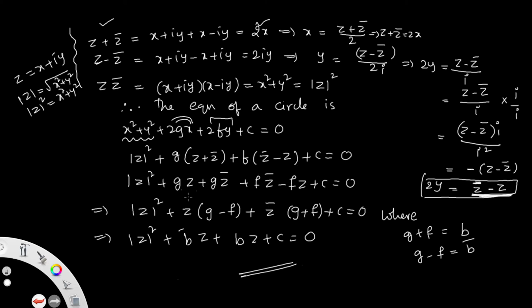I am taking the simplification as z on one side and z bar on one side. So I am taking it in the form of b bar and b, and b bar is given. That's why I have taken g plus f equal to some b. Its conjugate means b bar. So b complement, that is g minus f equal to b bar into z, and this is bz plus c equal to 0. Now hence proved.